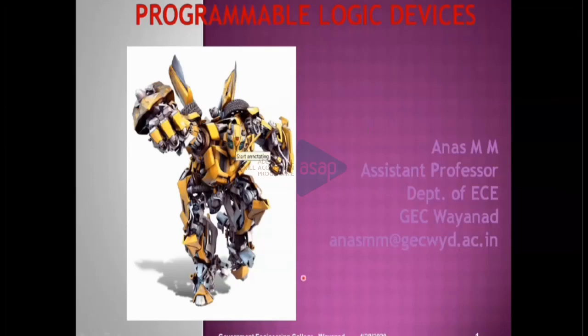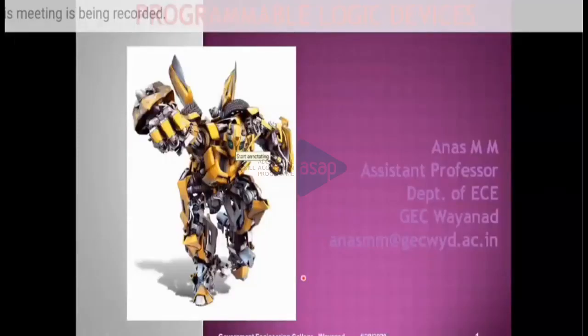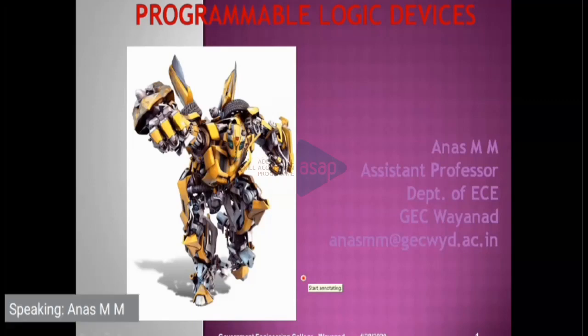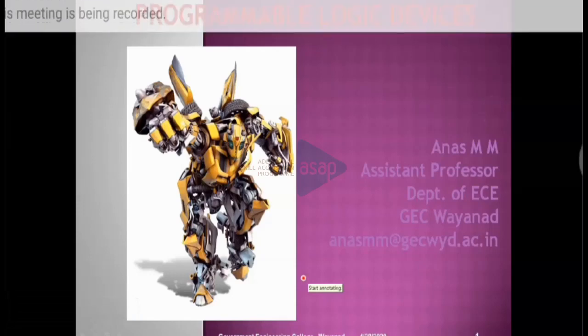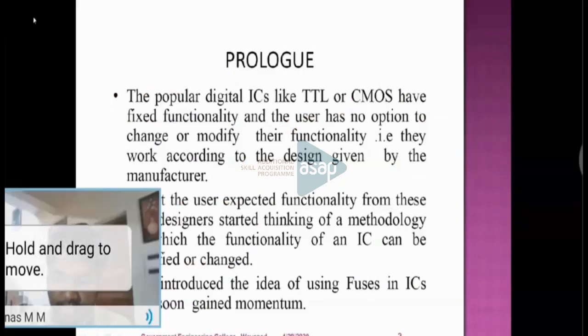Before the 1960s, you had only digital ICs like TTL and CMOS with fixed functionality. The user had no option to change or modify their functionality. That is, they work according to the design given by the manufacturer. Expecting more from these ICs, designers started thinking of a methodology by which the functionality of an IC can be modified or changed. This modification idea gave the momentum to create programmable ICs in the industry.